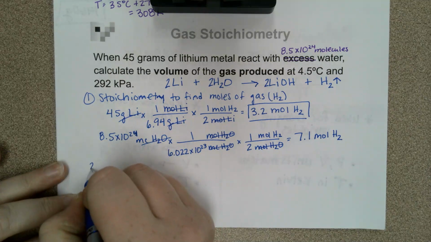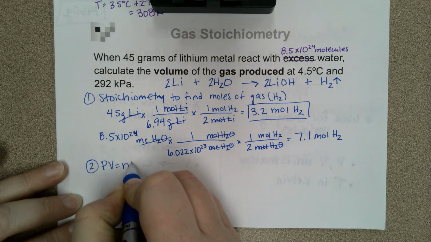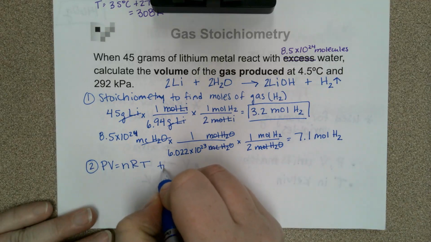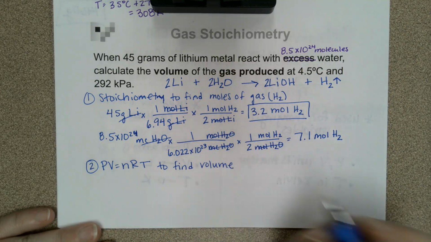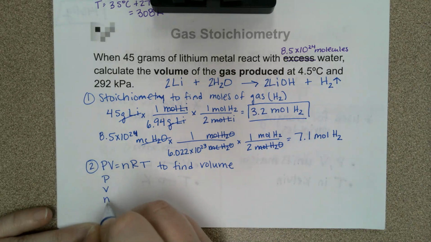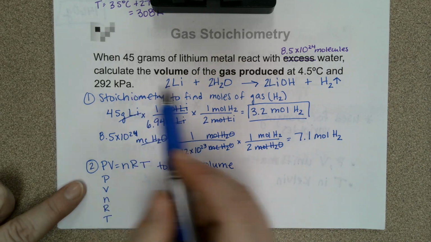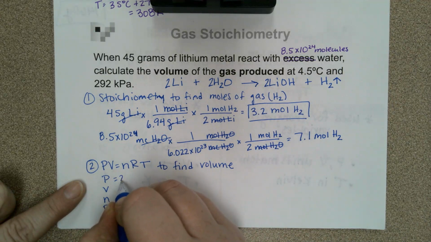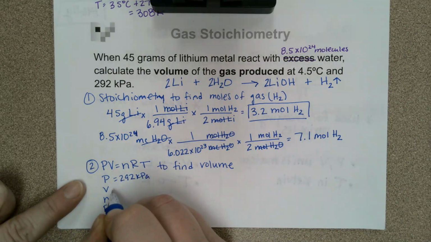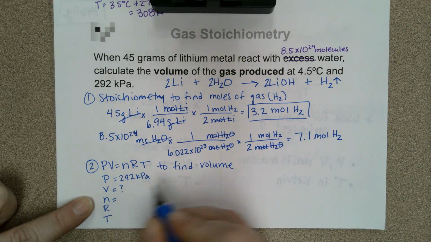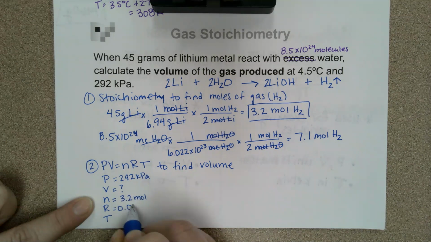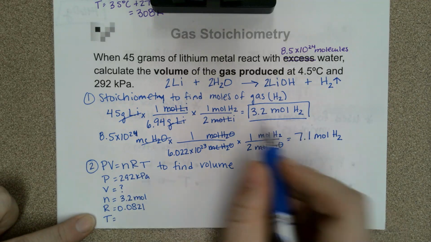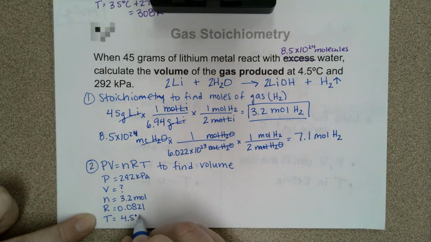All right, so step 2, we're going to use PV equals nRT to find volume. Okay, so plug our numbers in. So pressure is going to be that 292 kilopascals. Volume is what we're looking for. N, that is our 3.2 moles. R, 0.0821. And temperature, 4.5 degrees Celsius. We're going to go ahead and change that right into Kelvin.